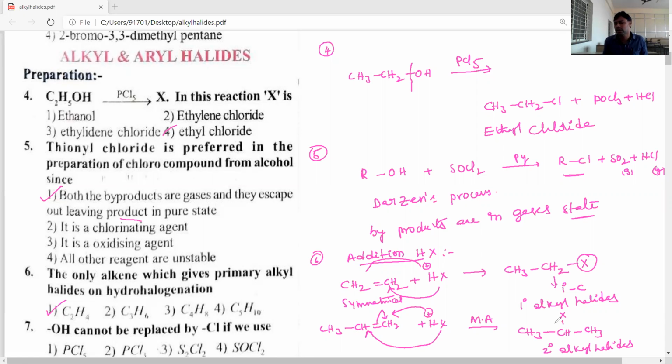If you add hydrogen chloride, HCl, you get 1-chloroethane. If you add HBr, 1-bromoethane is produced. If you add HI, 1-iodoethane is produced. It is always a primary alkyl halide only. Based on that, if the halogen is attached to a primary carbon, it is called a primary alkyl halide. If it is attached to a secondary carbon, it is called a secondary alkyl halide. If it is attached to a tertiary carbon, it is called a tertiary alkyl halide. Okay. So the classification of alkyl halides is also important to remember for solving these kinds of questions. Let's see the 7th question.